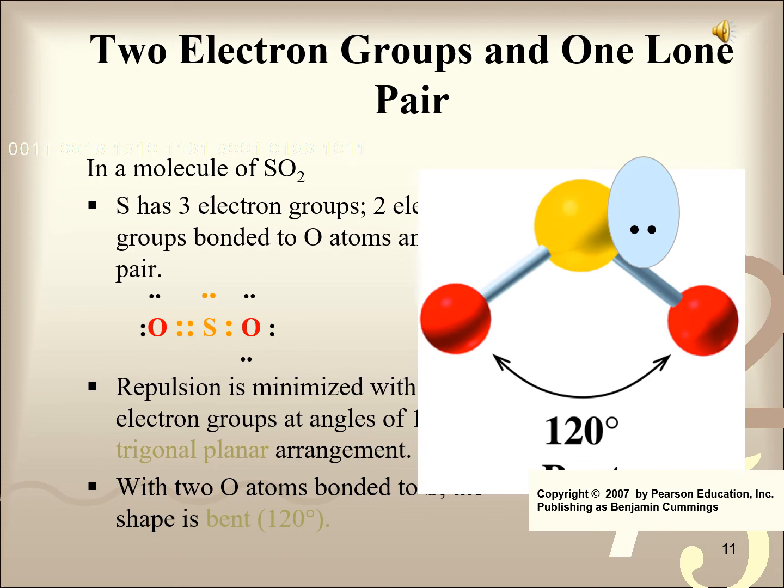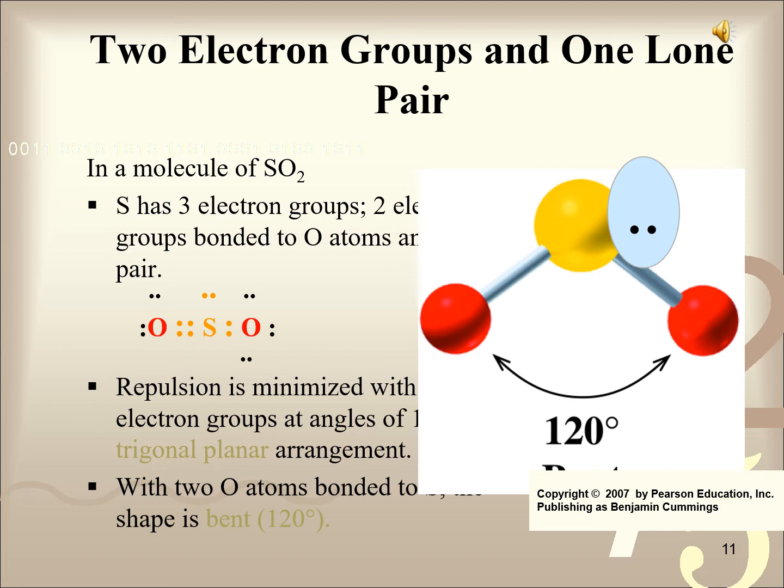Up till now, all the electrons around the central atoms that we've looked at have been bonded. What happens when you have a lone pair of electrons? Let's take a look at sulfur dioxide. Your Lewis structure of sulfur dioxide is shown there. You have a double bond between sulfur and one of the oxygens, a single bond between sulfur and the other oxygen, and a lone pair of electrons on the sulfur as well.